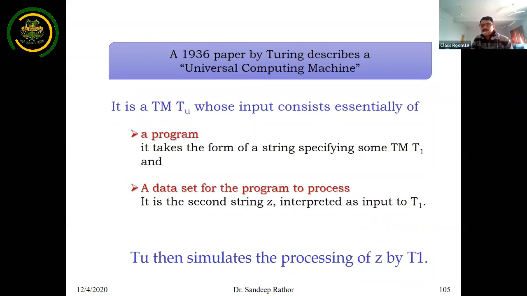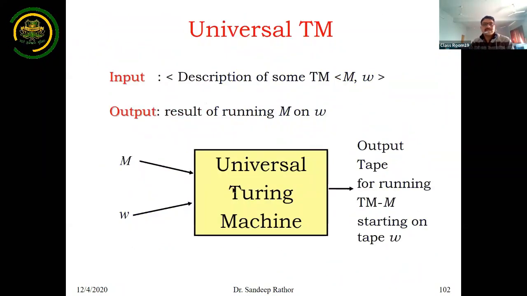Now there are two things: first is the description, and another one is the invention. In 1936, the universal Turing machine was proposed in a paper by Alan Turing. The Turing machine essentially requires two things: first is the program, and another is the data set for the program to process. A program is simply like a machine, and the data set is just like the string.